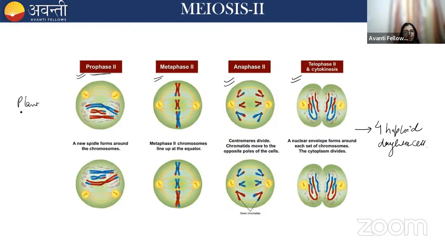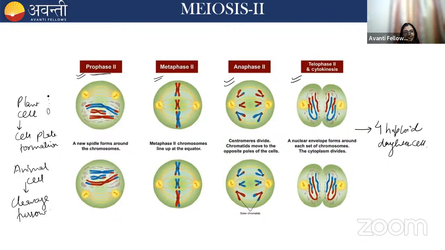Cell division or cytokinesis in the case of plant cells occurs by cell plate formation. And in the case of animal cells, it occurs by the cleavage furrow. Cell plate formation occurs from the center and then starts moving towards the periphery. In the cleavage furrow, it starts from the periphery and moves towards the center.